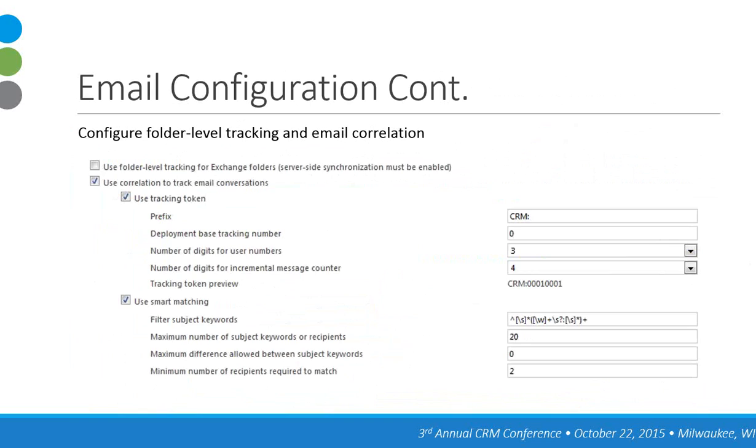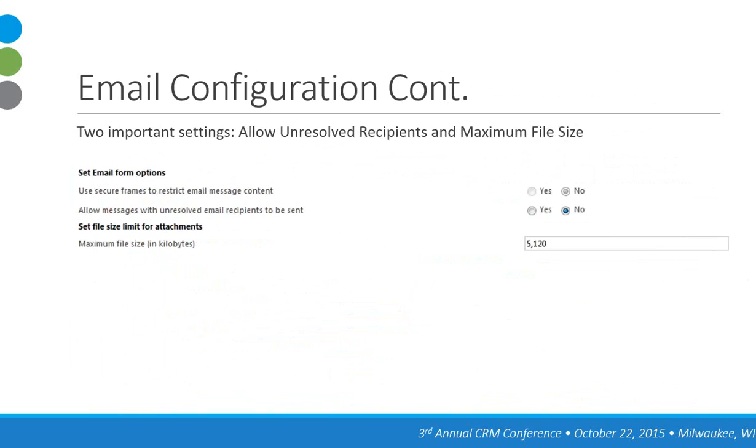So if you are going to use any sort of automated rules, we do recommend using them together. But if you're not going to use any sort of automated tracking and you opt for the Outlook client fully manual, then you can turn these both off. And then two important settings, allowing messages from unresolved email recipients to be sent. This can be important if you want CRM to be able to generate or send emails to just email addresses that it doesn't have a record for.